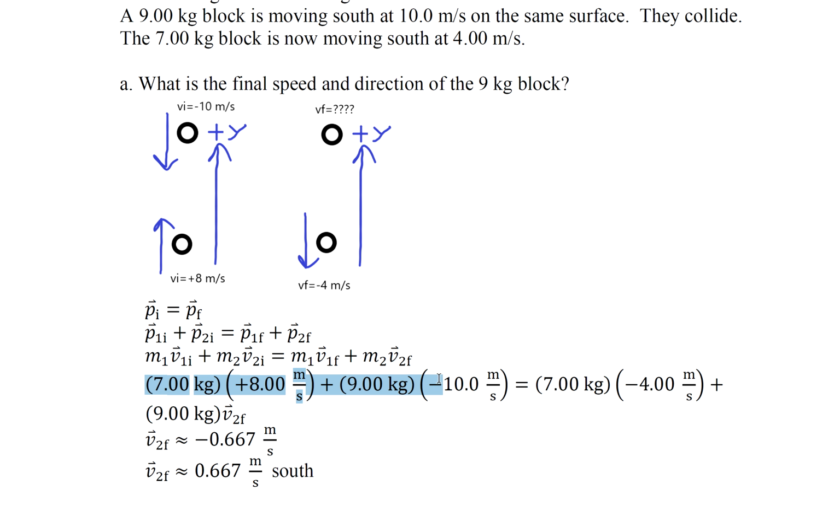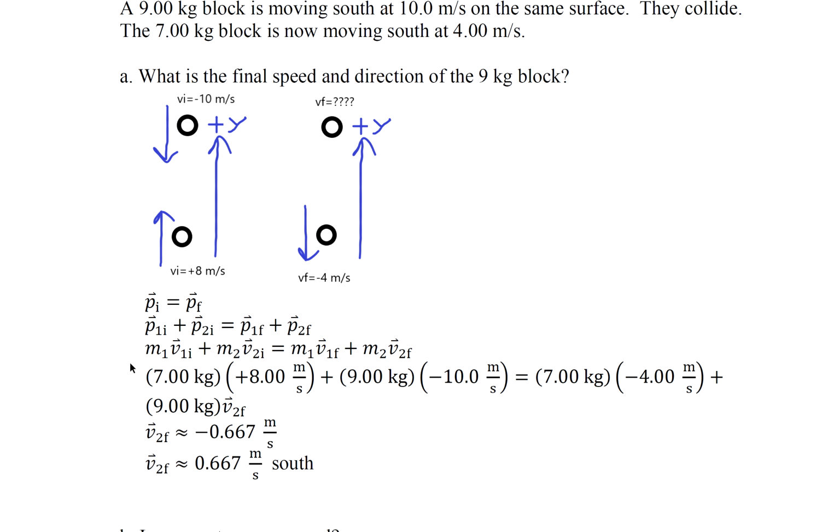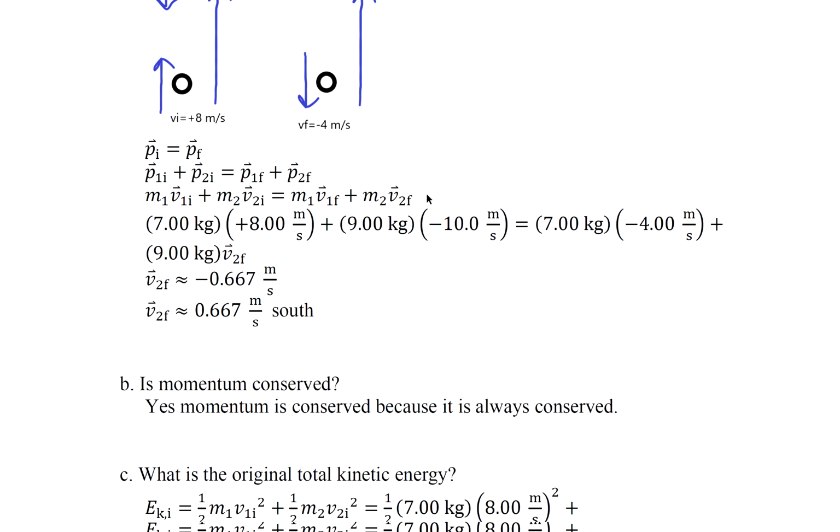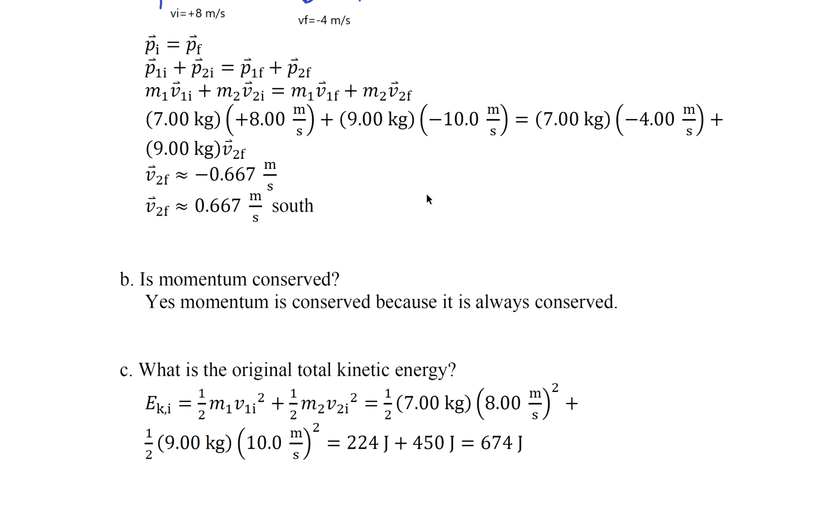Plug in, we were given everything except V2 final. Make sure you get the positive velocities and negative velocities correct. We could solve for V2 final. So I get a negative sign, which means south, because I said north is positive. Part B, is momentum conserved? Yes, because it's always conserved.